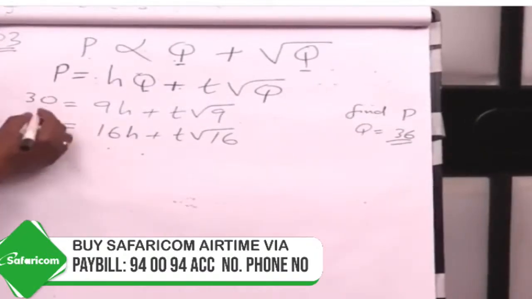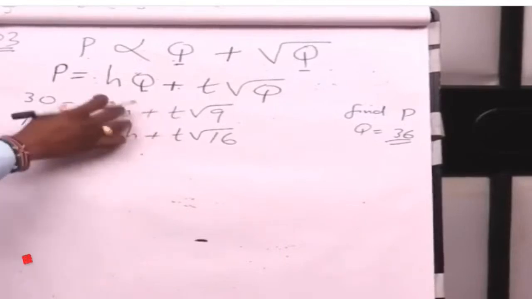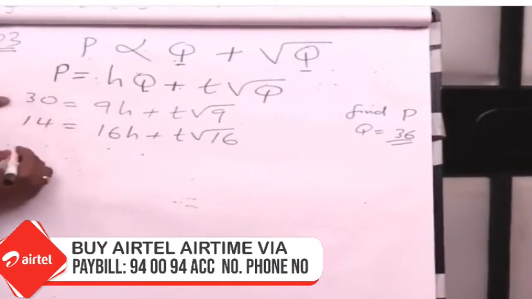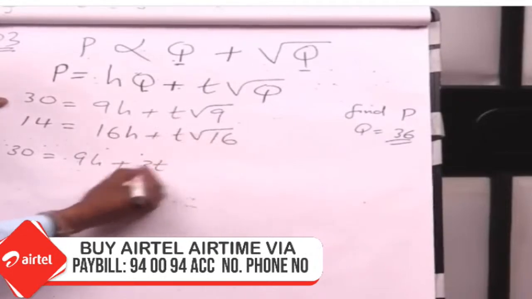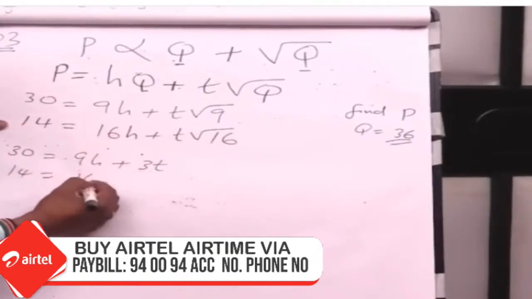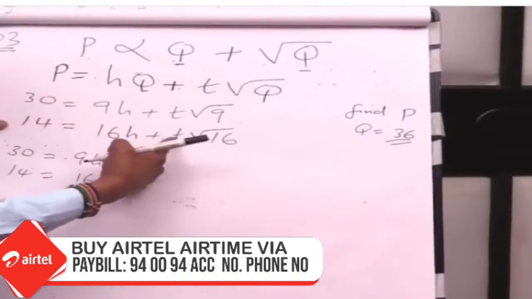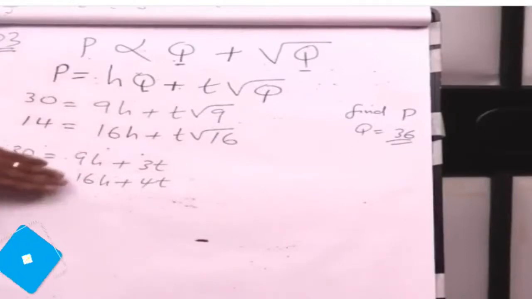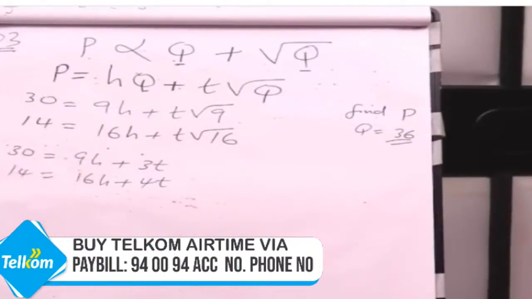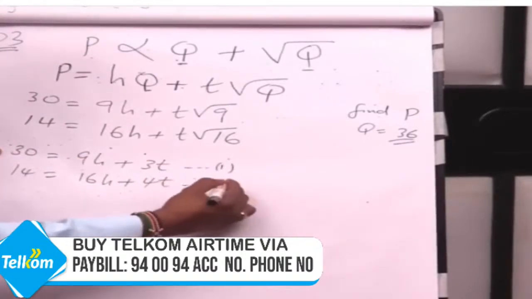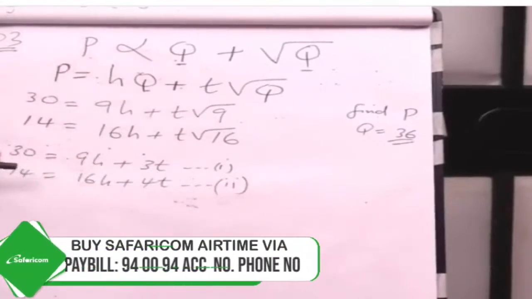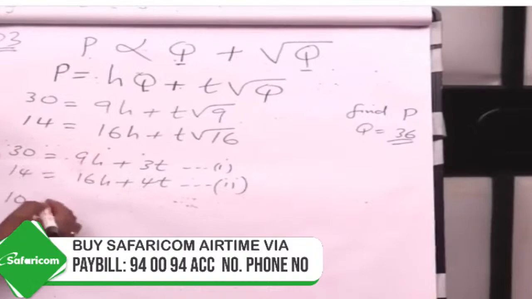So what do we do here? Very fast. We can solve this. So this is 30 equals 9H plus the square root of 9 is 3 times T is 3T. Then this is 14 equals 16H plus the square root of 16 is 4 times T is 4T. So when you look at this equation, these are called simultaneous equations. We can solve this by either elimination or substitution method, whichever one you prefer. So we can do by substitution, because you can see that in the first equation, we can divide everything by 3 here. So if you divide by 3, you get 10 equals 3H.